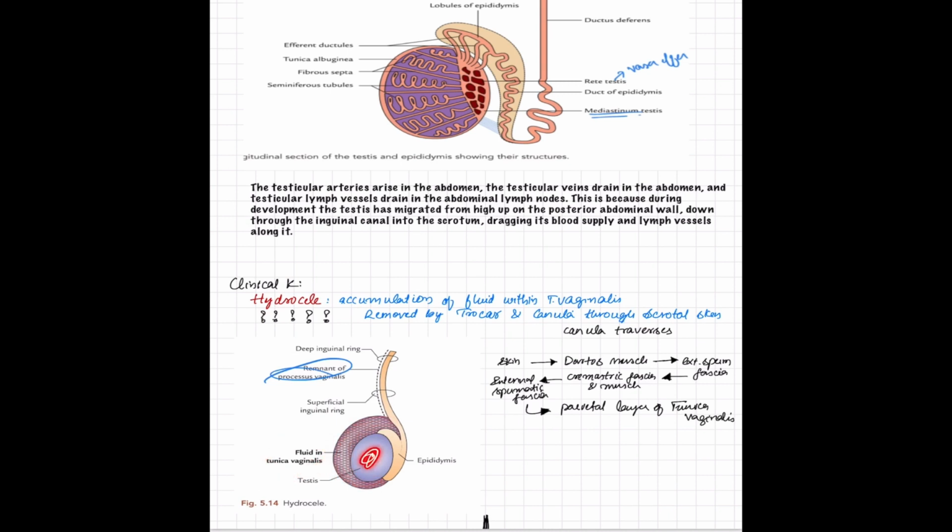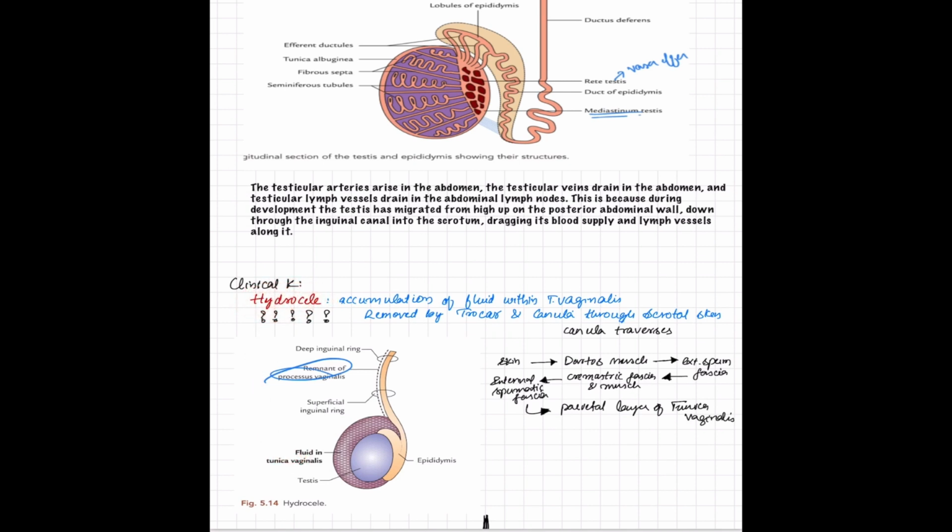This is the testis and this is the epididymis. So the anterior border is completely covered by tunica, and posteriorly it is not completely covered. Here also we can relate that anatomy. So here it is fluid filled, that is the reason it is called hydrocele, liquid filled.